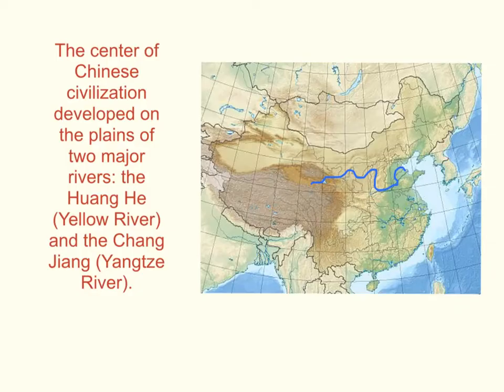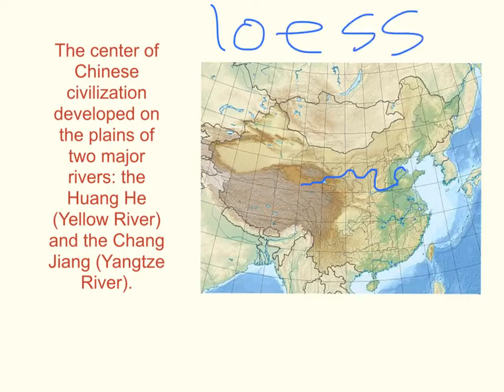It actually starts over here in the mountains and then winds its way into the Yellow Sea. Another name for the Huanghe is Yellow River. Now, let's get something straight about the Yellow River. It's not yellow because a bunch of Chinese people peed in it. It's called the Yellow River because of a type of dirt that's around the banks of the river called loess. Let me spell it for you. L-O-E-S-S. Loess is this yellow dirt. And when the river flows and it picks up the yellow dirt, it makes the river turn yellow. So that's why the Huanghe is called the Yellow River.